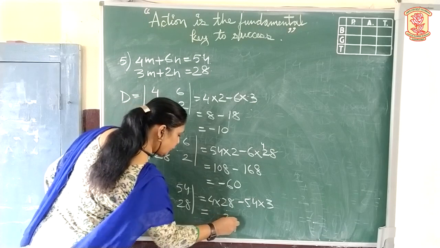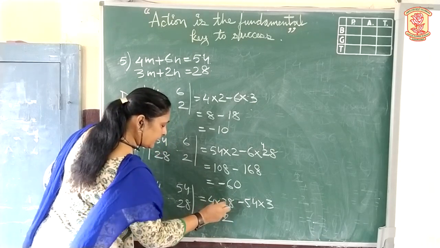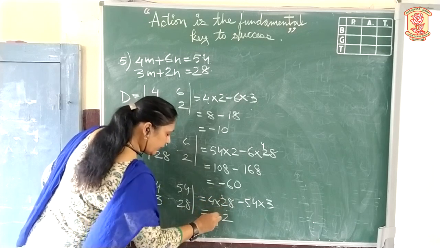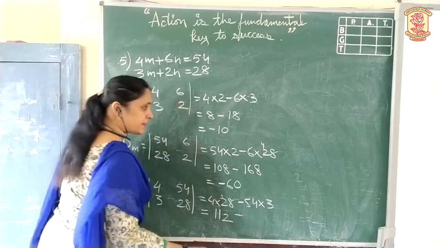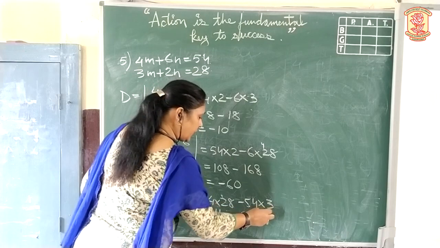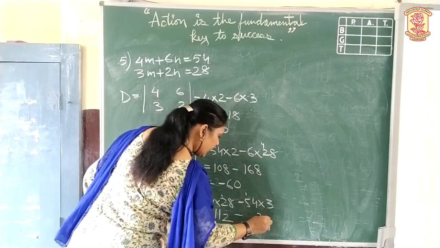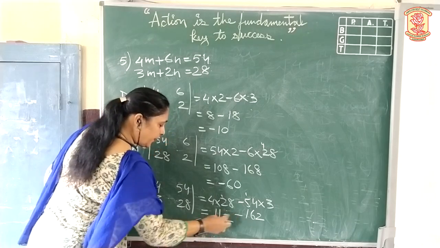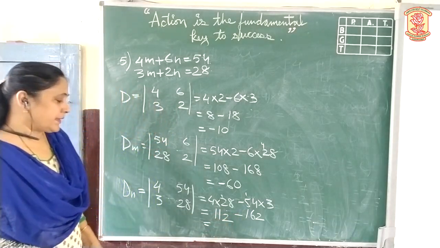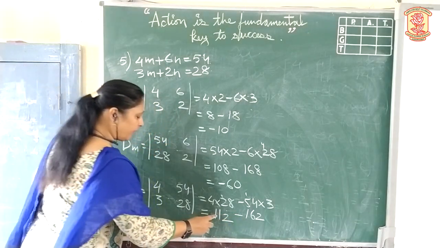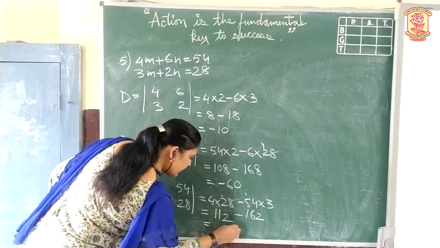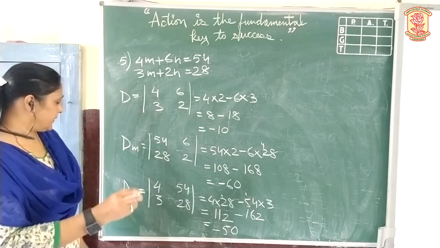4 8s are 32, 4 2s are 8, and here carry 3, that is 11, minus 54 into 3, 3 4s are 12, 3 5s are 15 and 16. So plus minus minus 162 minus 112, so that comes out to be 50, and bigger number sign, that's minus.